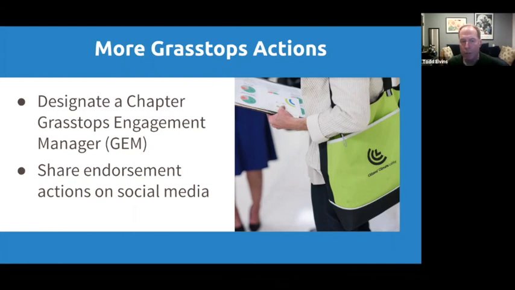Also add to your 2020 chapter action plan what you will do when one of your community leaders takes an action that shows support for the bill. You can amplify those actions by posting about them on social media, and be sure to tag your member of Congress by name if appropriate.